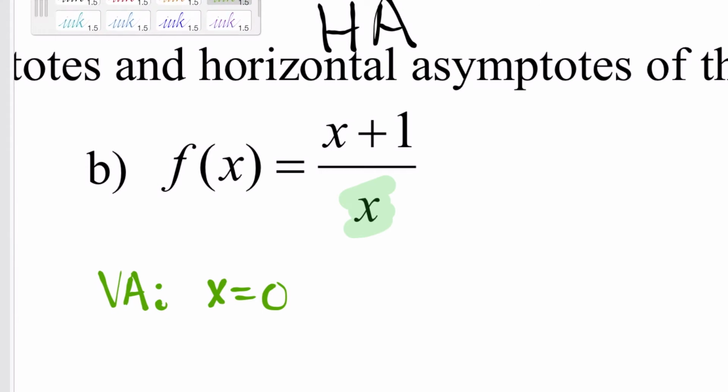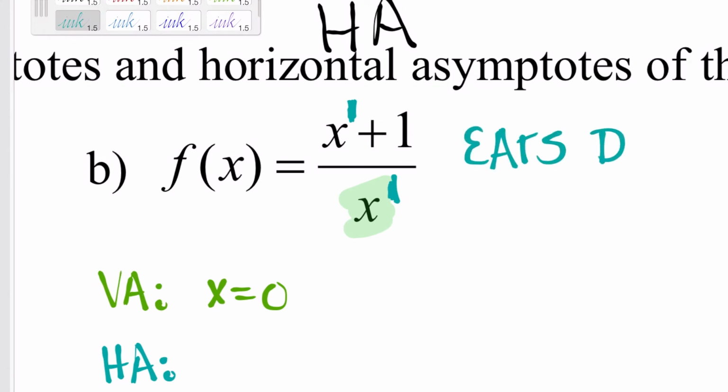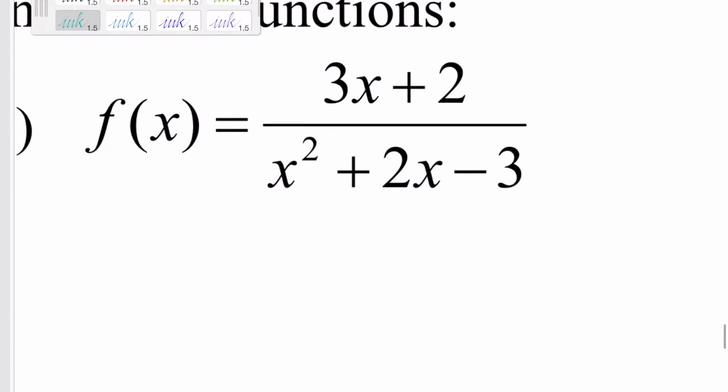And then I'm looking at my horizontal asymptote. So I have a highest exponent of 1 on top and 1 on the bottom. So this means that my exponents are the same. So that's my EATSDC. That means I'm dividing the coefficients. The leading coefficients, I have a 1 and a 1. So my horizontal asymptote would be dividing those coefficients, which is just equal to 1. And then I'm done.